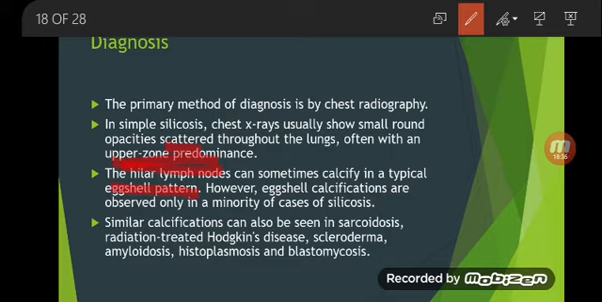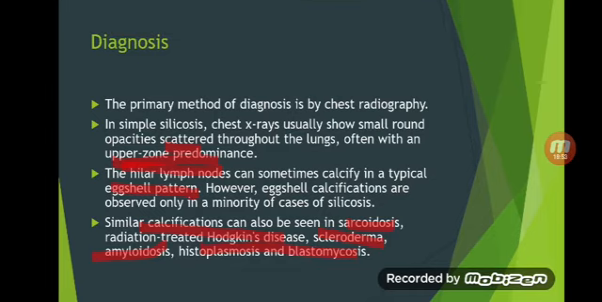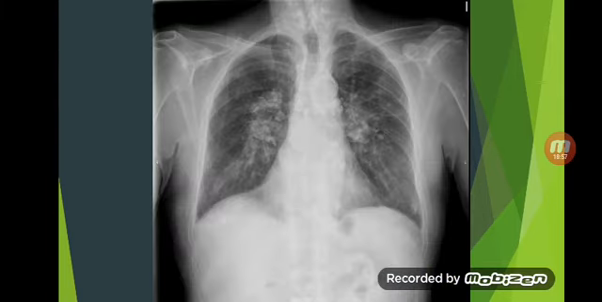This is also observed in other conditions like sarcoidosis, radiation-treated Hodgkin lymphoma, scleroderma, amyloidosis, histoplasmosis, and blastomycosis. So this is the differential diagnosis for eggshell calcification of the hilar lymph nodes. Let's see the eggshell calcification of the hilar lymph node, and you can find it here. It looks like an egg, and it is calcified here.